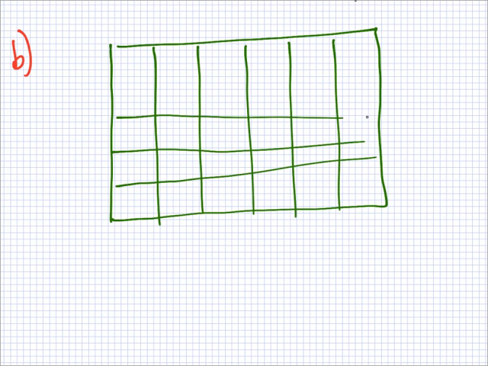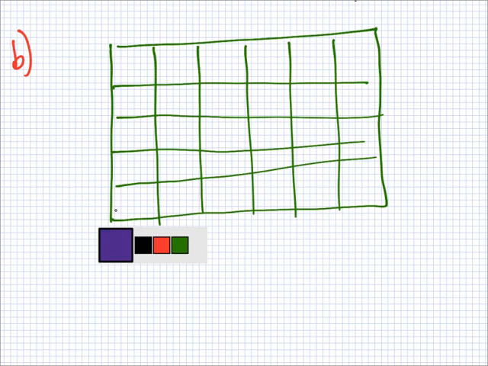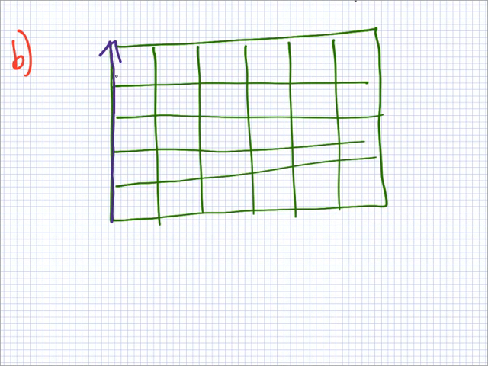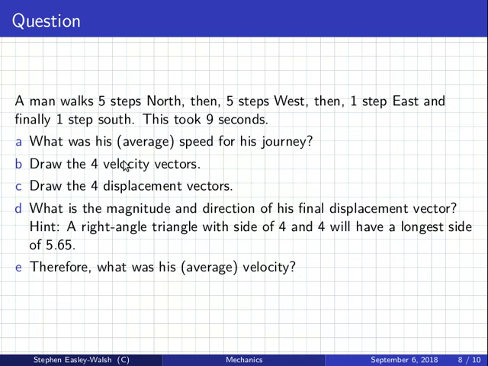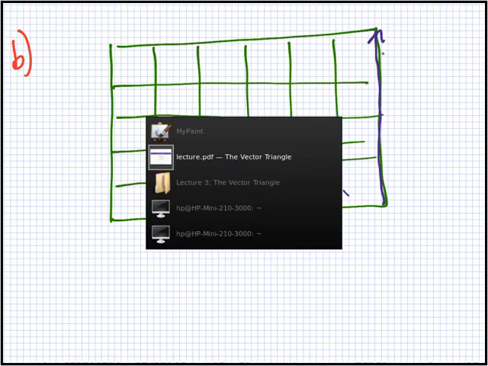You know what I'm trying to do. So, a man walks 5 steps north. 1, 2, 3, 4, 5. Okay, so this is the draw the 4 velocity vectors. So this one here is 5 steps north. 5 steps north. 5 steps west.